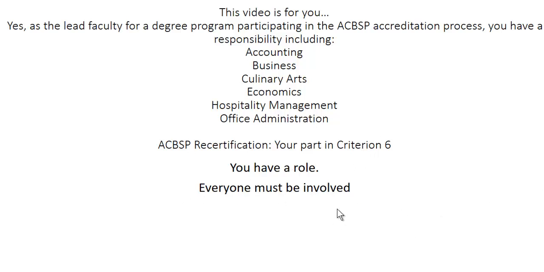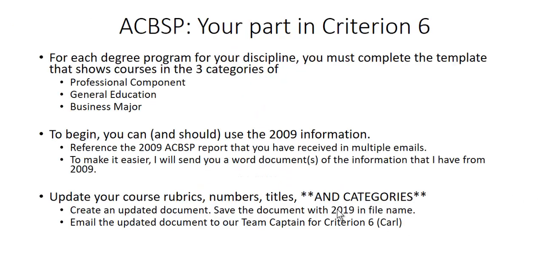We have to have your input because this will take you 2 minutes to do because you know your degree program. All right. So for each degree program for your discipline, you have to complete a template. The template shows your courses in 3 categories: professional component, general education, and business major. And I'm going to demonstrate this to you, and you just need to look at it, and you're going to have to kind of refresh the work that Lisa did for us 10 years ago. So she's really made our lives easy, okay?